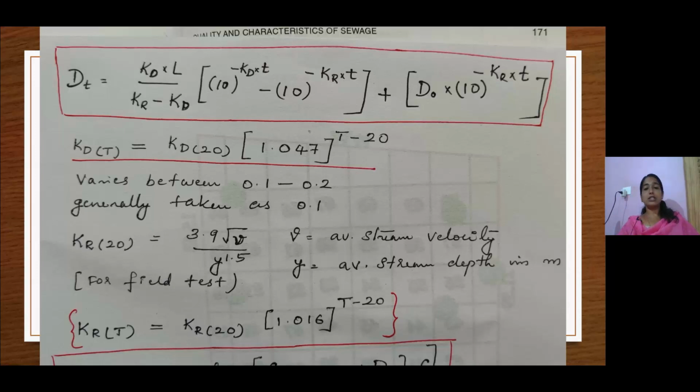And the reoxygenation coefficient Kr at 20 degrees can be calculated by using the equation 3.9 root v divided by y raised to 1.5, where v is the average stream velocity and y is the average stream depth in meter. And you can calculate the reoxygenation coefficient at temperature T, that is equal to Kr at 20 degrees centigrade into 1.016 raised to T minus 20.